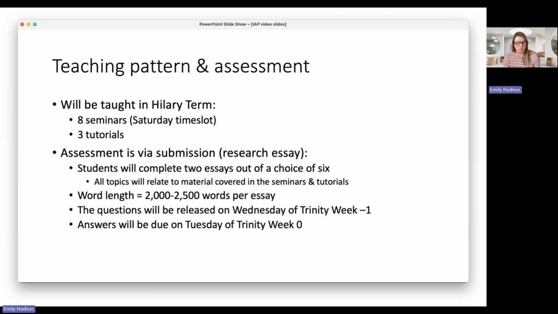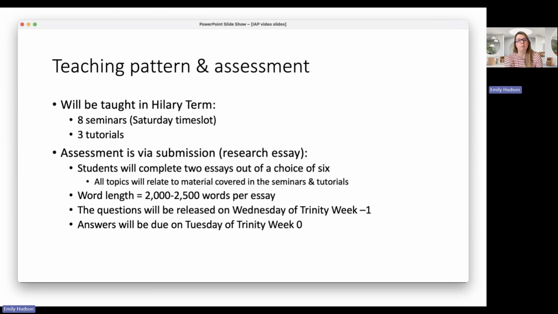Teaching pattern, as I've already mentioned, this is a Hillary half option. There'll be 8 seminars and a program of 3 tutorials, likely in a Saturday time slot. So that's in particular because this course is open to MSc in IP students. We want to make sure that you have a non-weekday time slot, and this will likely be the half option which has that Saturday time slot.